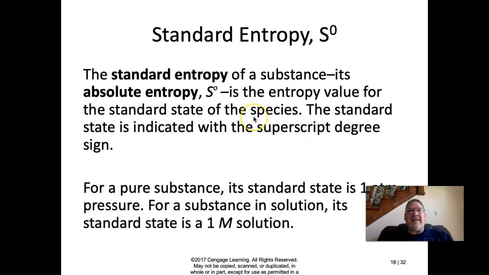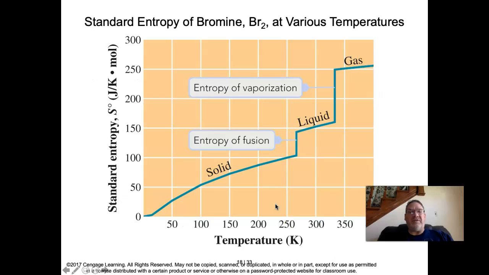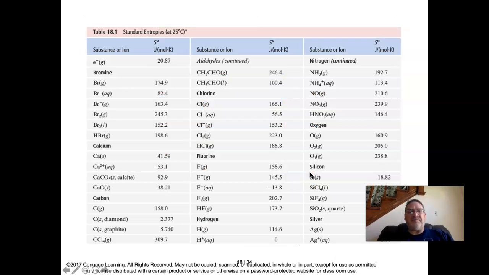With that as a basis, we can calculate what they call a standard entropy. The standard entropy, much like the standard enthalpy, is at set conditions, in this case 1 atmosphere. If we're working with a solution, it's a 1 molar solution. In this graph you can see the increase in entropy, and where the curves flatten out, that's our phase transitions.